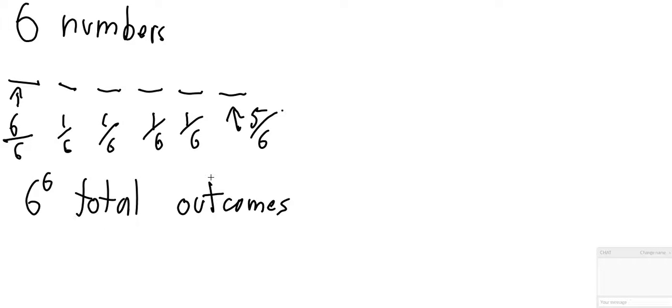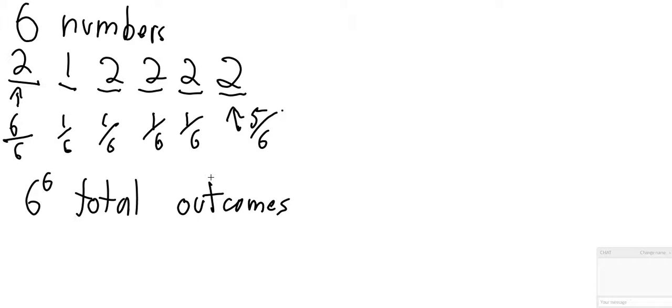30 over 6 to the power 6. I'm not sure if that's right. I gotta simplify, like 5 to the power 6 to the power 5. So, the issue here is that it didn't say that the first 5 are the same and then the last one is different. It didn't say that. It said 5 out of the 6 are the same.